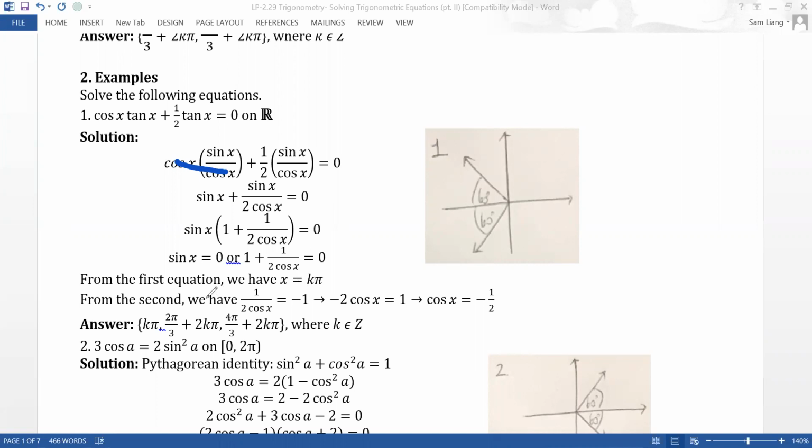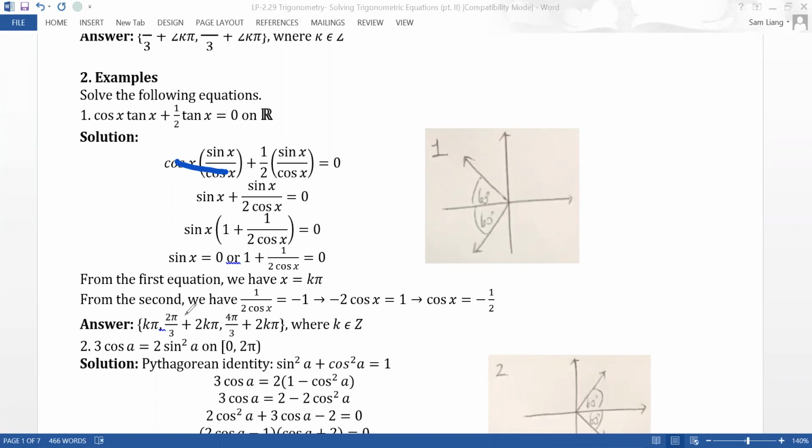From the second equation, we have to do a little algebra. So we have 1 over 2 cosine x equals -1 by subtracting 1 from both sides. Then you cross multiply, you get -2 cosine x equals 1. And then from there, I'll divide both sides by -2. Okay, so we get cosine x equals -1/2, meaning, cosine is negative in quadrants 2 and 3, right? So this is our answer right here. It'll be 120 degrees, which is in quadrant 2, and then 240, which is in quadrant 3.